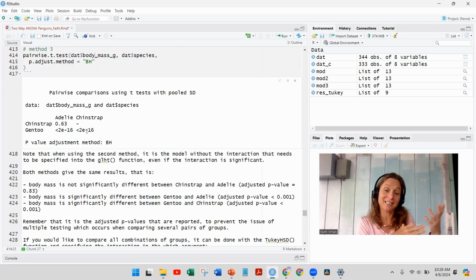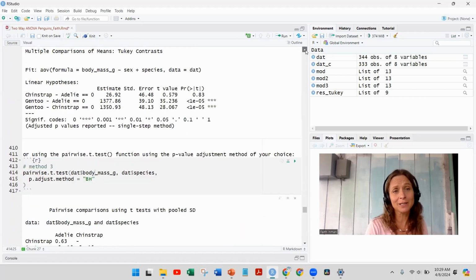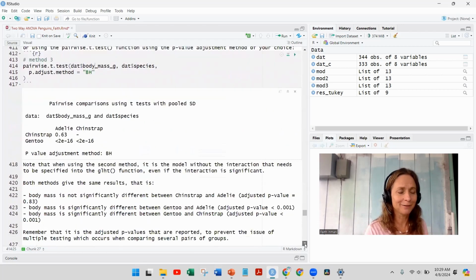I kind of like the ones that actually also give you the mean difference. The first one gives us also the mean difference. The second one gave us the most information so far because, well, it didn't give us the confidence intervals, but it gave us the standard error of the difference and the t-value. Different ways of getting it.